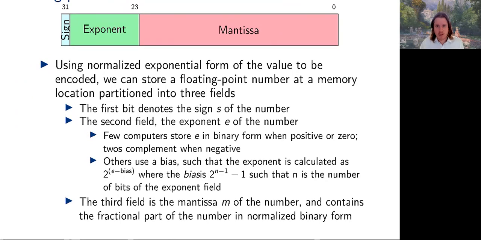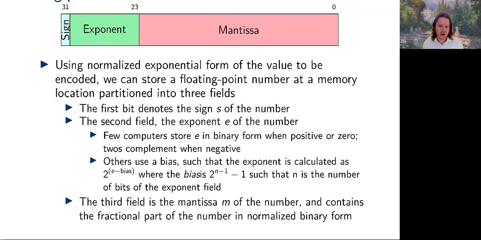Okay. So let's talk about the exponent field for a second. Few computers store E in binary form when positive or 0, and then 2's complement when negative. Others will use a bias scheme such that the exponent is calculated according to some formula. And essentially what this allows you to do is better sort positive and negative exponents, if we're looking at the sorting of these numbers.